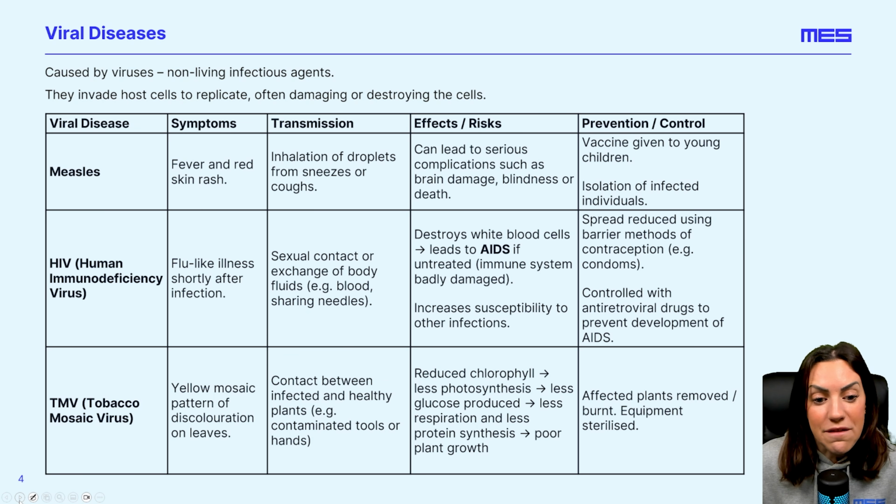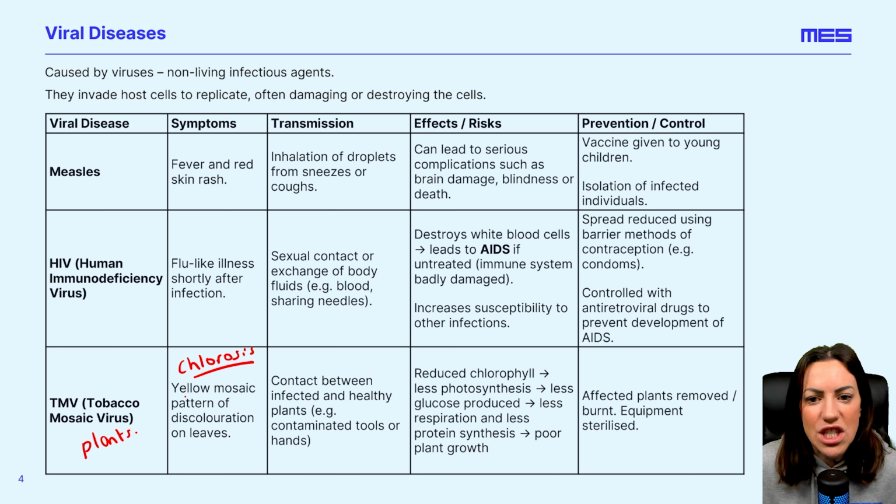The third viral infection on your specification is actually a virus that affects plants. So let's just note that down. This is plant specific. It is abbreviated to TMV, which stands for tobacco mosaic virus. The reason it's called that is because it creates a yellow mosaic pattern of discoloration on leaves. So the leaves look patchy, they have yellow patches. Remember, there is a scientific term for yellowing of the leaves, which is chlorosis. So you should know that term.